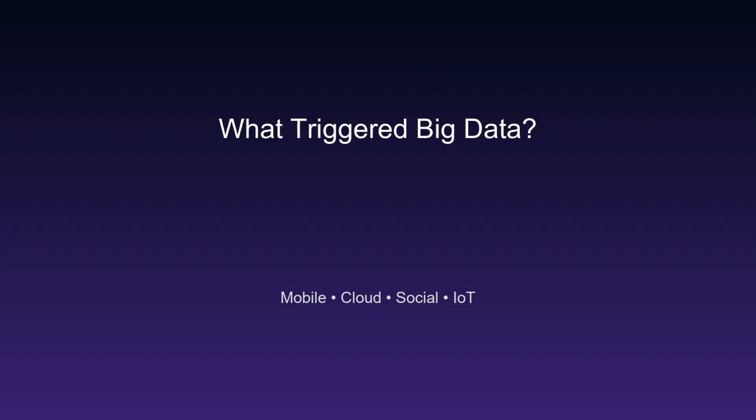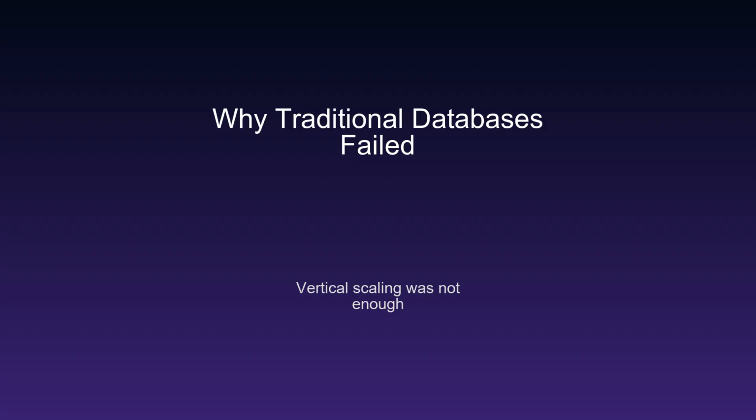Smartphones, cloud computing, social platforms, sensors, and streaming applications created an explosion of data. Suddenly, companies had to manage terabytes, petabytes, and even exabytes of information. Traditional relational databases were never designed for massive volume, high velocity, or unstructured data. They relied on vertical scaling, struggled with real-time workloads, and lacked flexibility for modern applications.